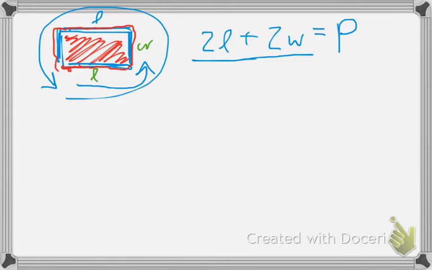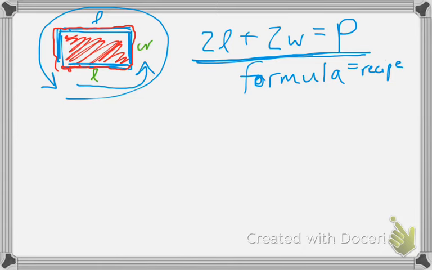Now this whole thing right here we call a formula. This is the formula for the perimeter of a rectangle. A formula is kind of like a recipe. So I like to say recipe. It's a recipe for something. This is the recipe for the perimeter. The perimeter is a distance around, and the ingredients of this recipe were the length and the width. 2 cups of length and 2 cups of width.